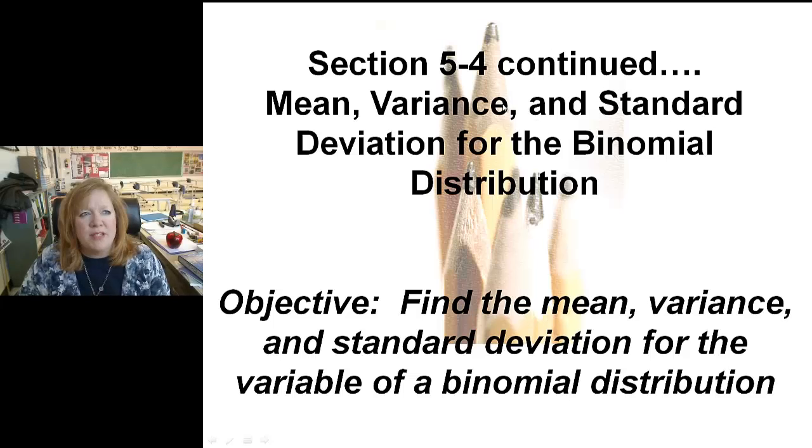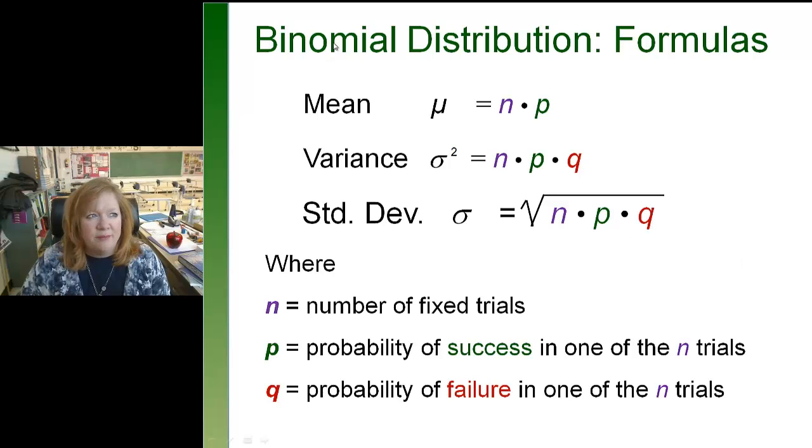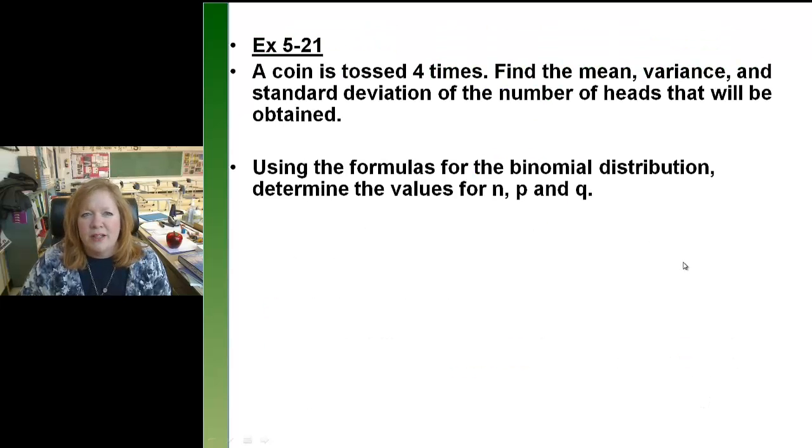So the very last part of section 5.4 is the mean, variance, and standard deviation for the binomial distribution. I know, sounds like a lot, and what we're going to be doing is just looking at those formulas. You're going to love these formulas. They are so very easy compared to what we've been doing. The mean of a binomial distribution, you just take n times p, done, easy peasy. Variance is just n times p times q, and to get the standard deviation, you just take the square root of the variance. So there's only 3 numbers you have to plug in, and you're just multiplying. So you're going to like this section.